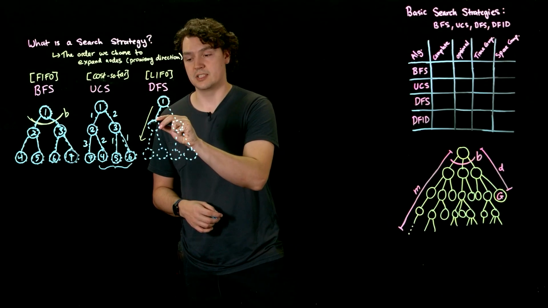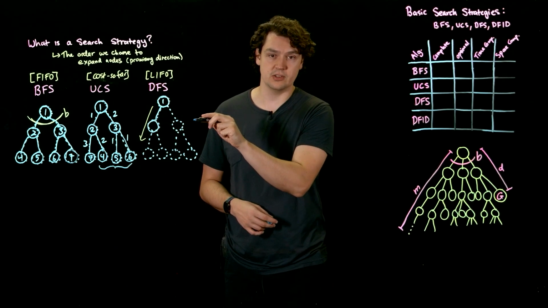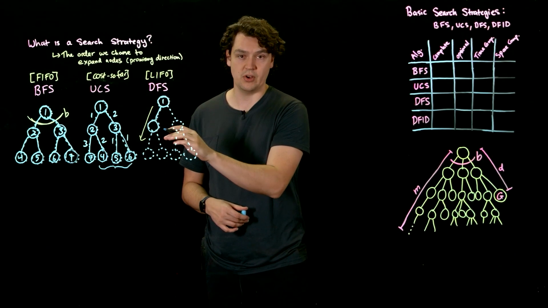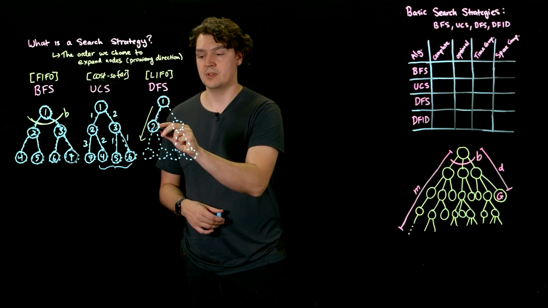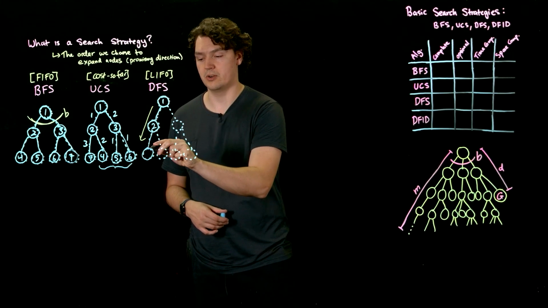So I'm going to do this. It does not generate the other child here. At first, it only generates 1. We expand this. We only generate 1 child again.